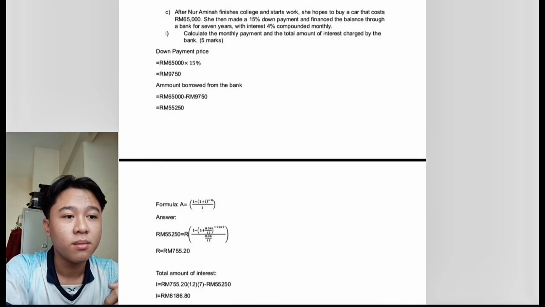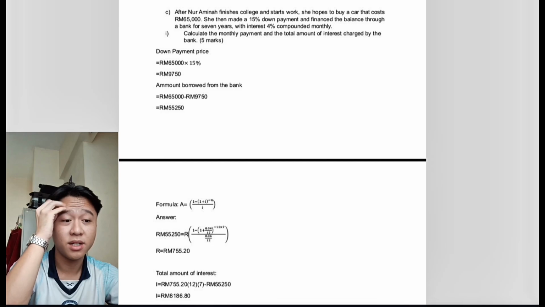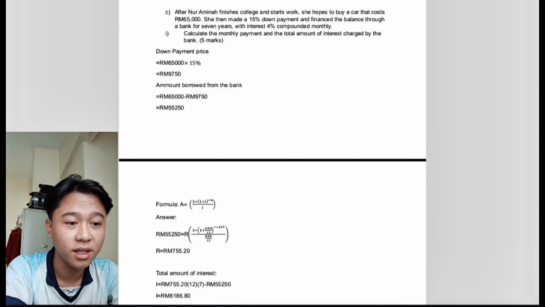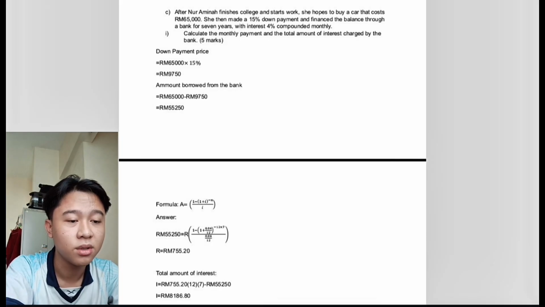65,000 minus 9,750. So the answer is 55,250. So the formula is like this. You can see, 55,250 equals R.